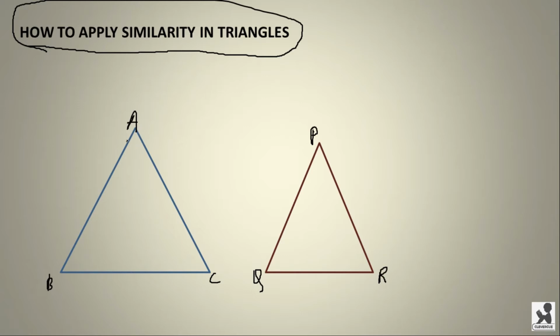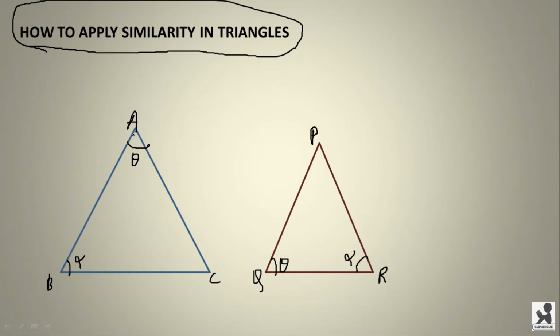Let angle BAC be theta and angle ABC be alpha. And in triangle PQR, let angle PQR be theta and angle PRQ be alpha. So, by applying similarity in triangles, both these triangles ABC and PQR will be similar.